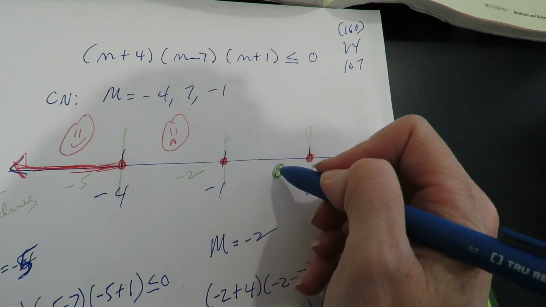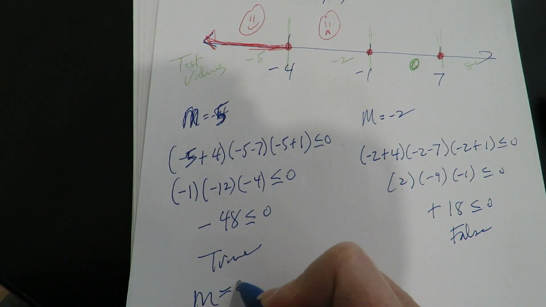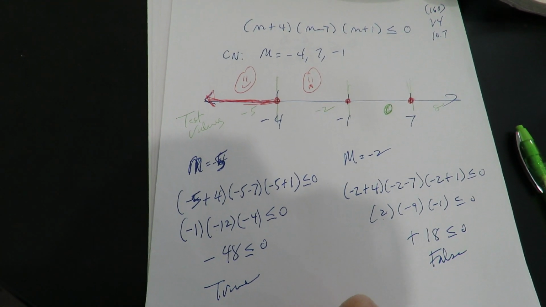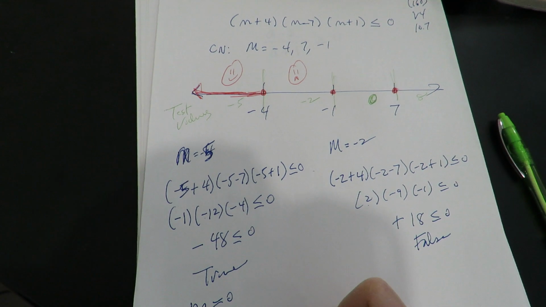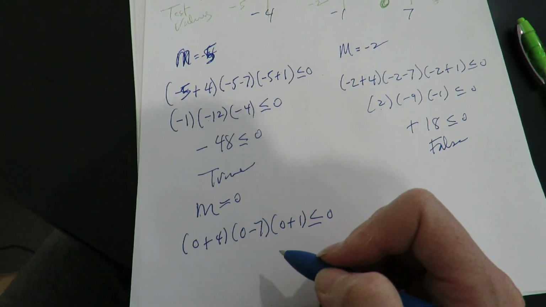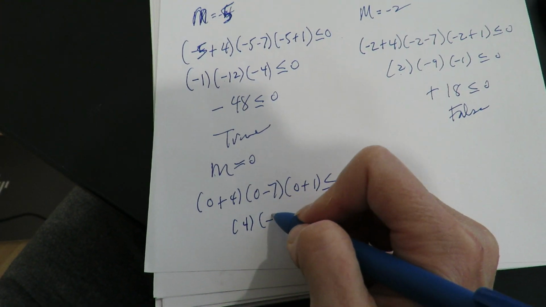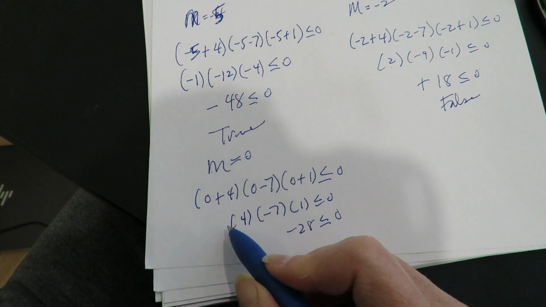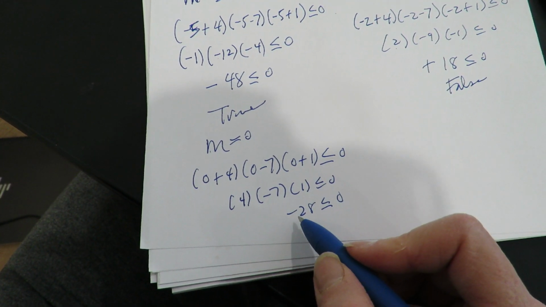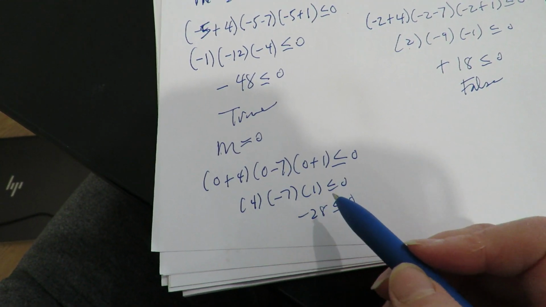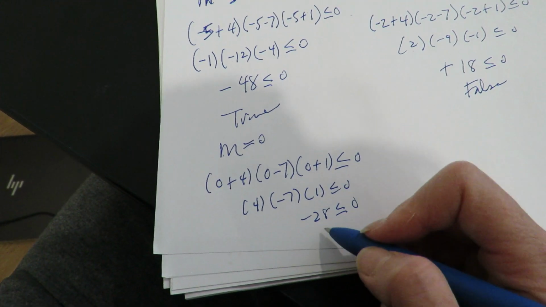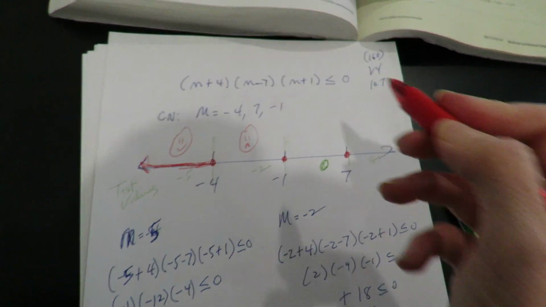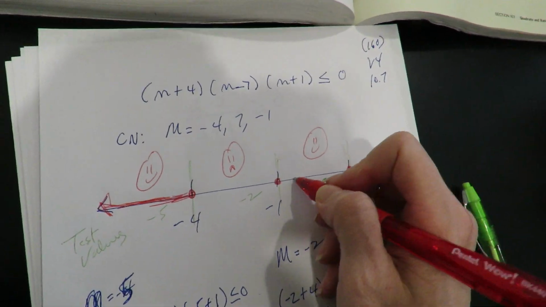All right, now I'm going to do m is 0. I'm on this guy. Okay, positive times a negative times a positive is negative. And then 4 times 7 times 1 is 28. And this is true. -28 is less than 0. So this guy's very happy.